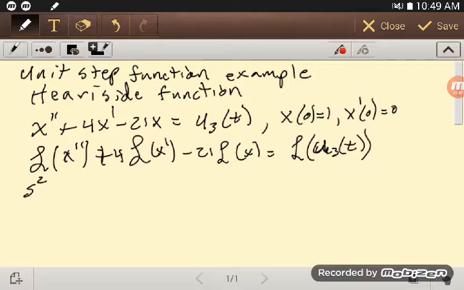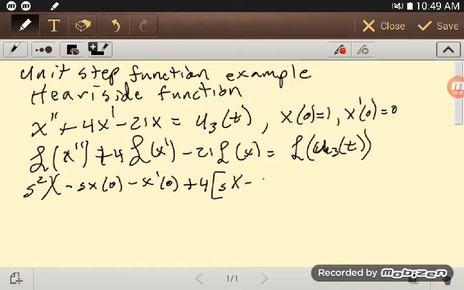Again, this is just s squared big X, so that's the uppercase X, minus s x(0), minus x prime(0), and then plus 4 times all of this stuff, s big X minus x(0), like that, and then minus 21 big X, and equals, and again we look up that Laplace transform from this section, and we get e to the minus 3s over s.